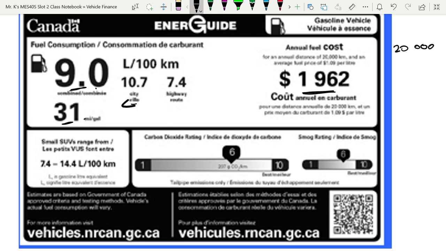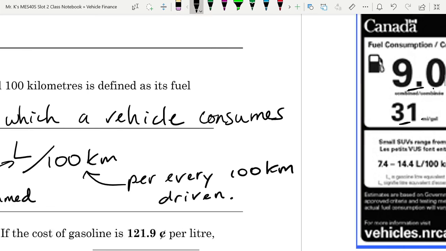So keep this number in mind, though. When they give you here's what this vehicle costs to run for a year, they're usually based on 20,000, although this one seems to be 25, which is interesting. Okay, let's do some math.